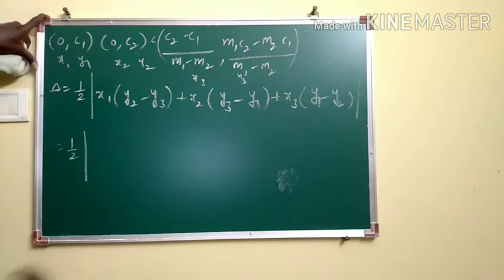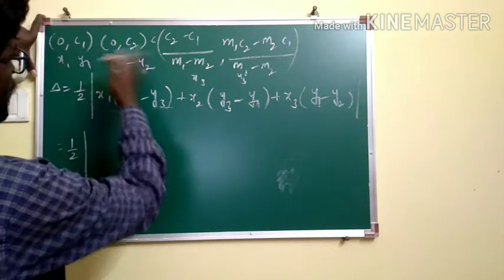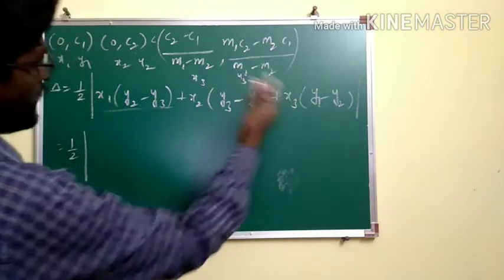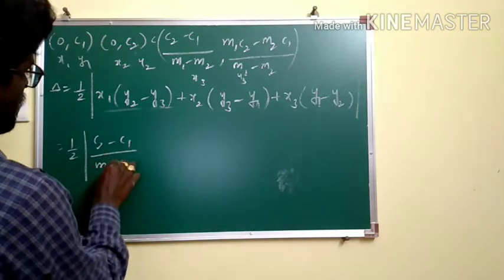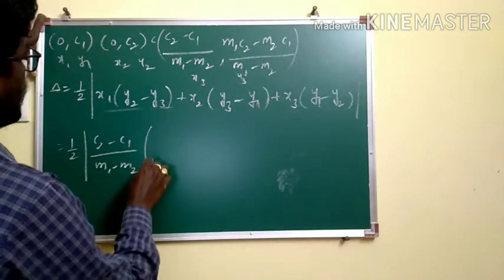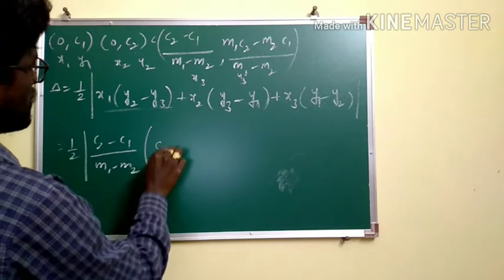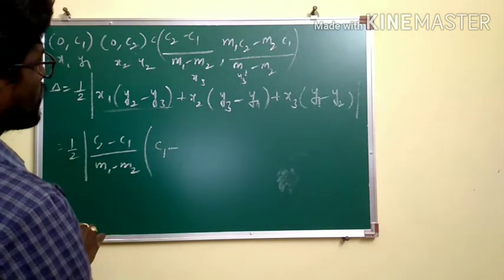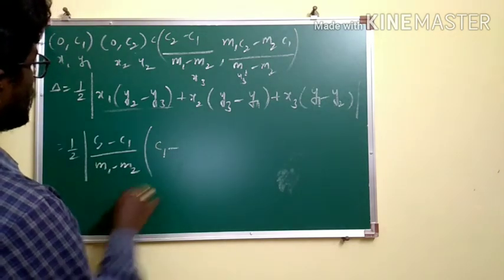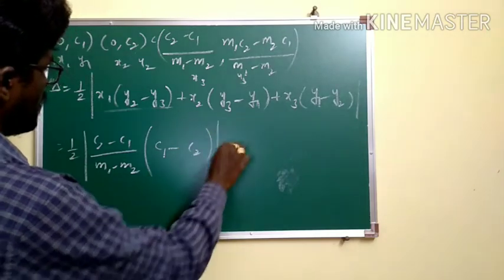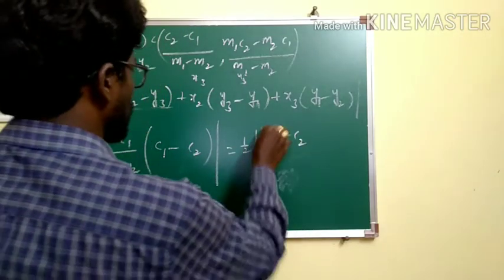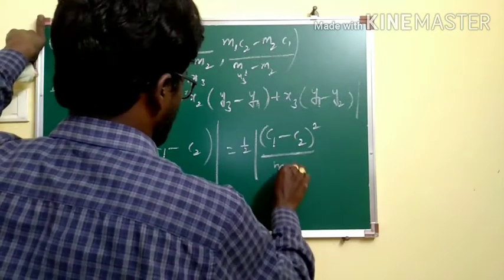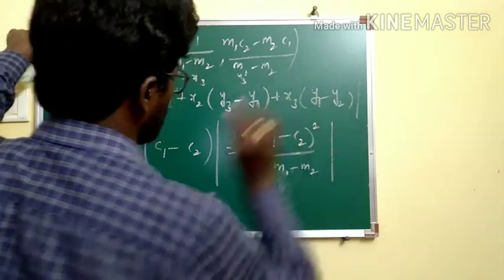x1 is 0, so we need not go for that; 0 into something becomes 0. x2 is also 0, so 0 into something becomes 0. Only x3 we have. What is x3? (C2 minus C1) by (M1 minus M2), into (y1 minus y2). What is y1? C1. Minus y2. What is y2? C2. So you are getting half mod (C1 minus C2) whole square by (M1 minus M2).